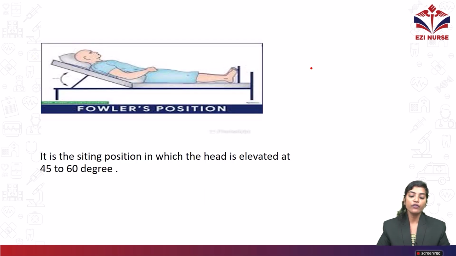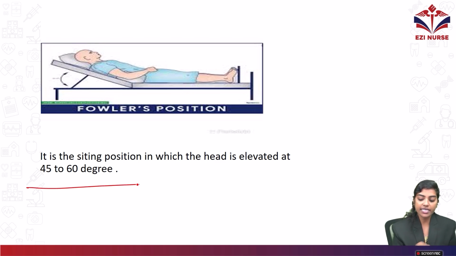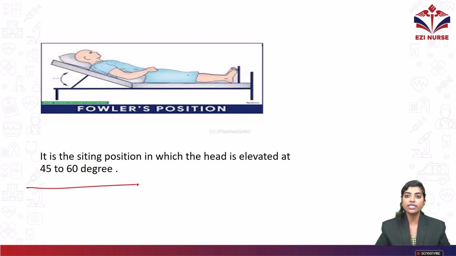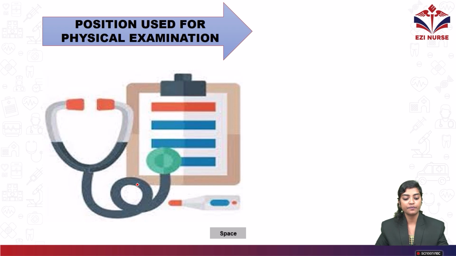Next, move on to the Fowler's position. It is a sitting position in which the head is elevated at 40 to 60 degrees. In this position, we have to sit the patient, with the head elevated at 40 to 60 degrees. Why? This position is used if the patient has breathing difficulty, or for an abdominal examination. That time the doctor will prefer this Fowler's position.